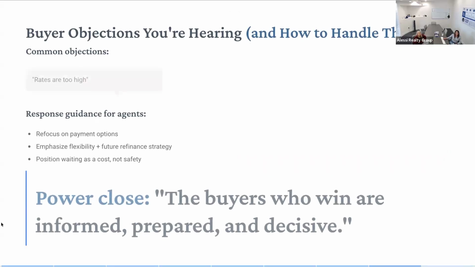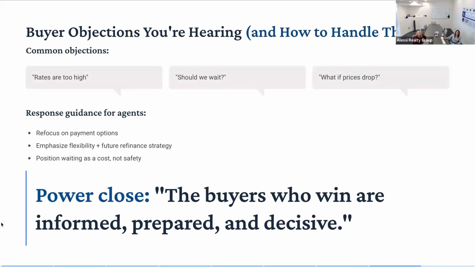Let's see. Here, buyer objections. We kind of talked about this. That's what I was trying to get, objections. I couldn't think of the word. We talked about this. Rates are too high. Should we wait? What if prices drop? So we really went over that.